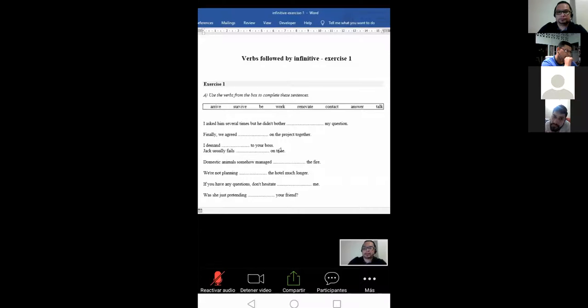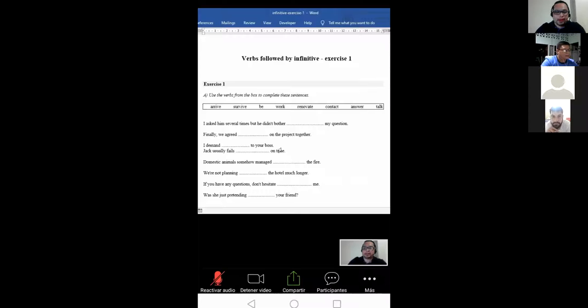No, no, no. Sería talk. Sería la última, porque sería I demand to talk to your boss. Yo exijo hablar con su jefe. Sí, hablar con tu jefe. Pero entonces en este caso se cambia el infinitivo, eso es lo que no comprendo. Ah, no, ¿verdad? Solo está complementando ahí.